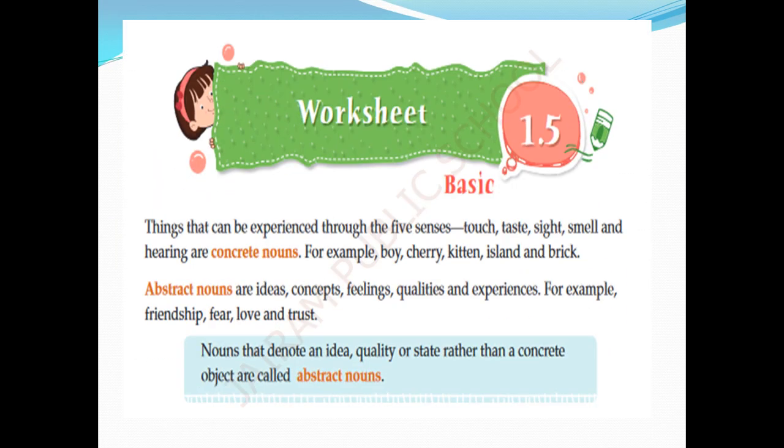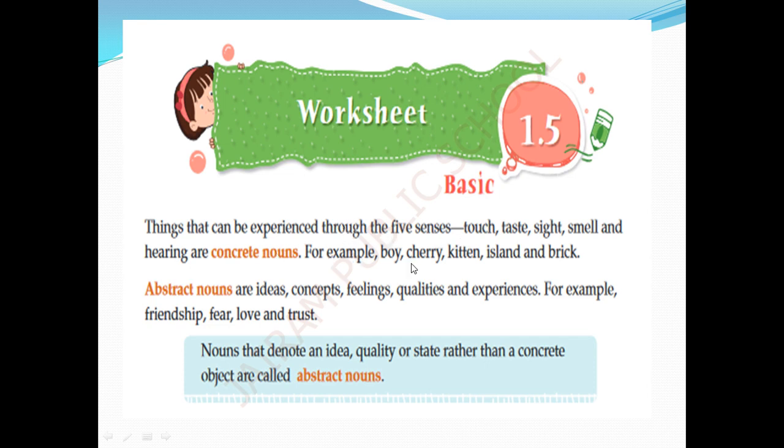Now we are going to learn something new. We just learned collective nouns. We are going to have a look at concrete and abstract nouns. The difference between concrete and abstract is that all the five senses can be experienced in a concrete noun, like touch, taste, sight, smell and hearing. These can be worked out in a concrete noun.